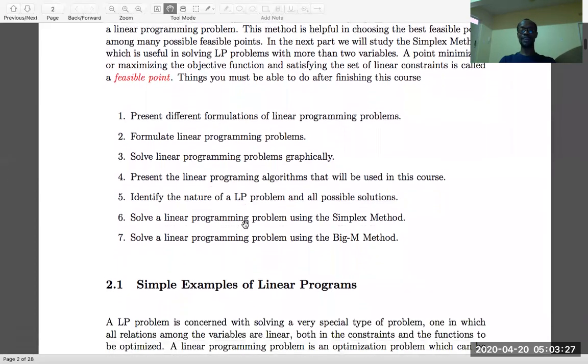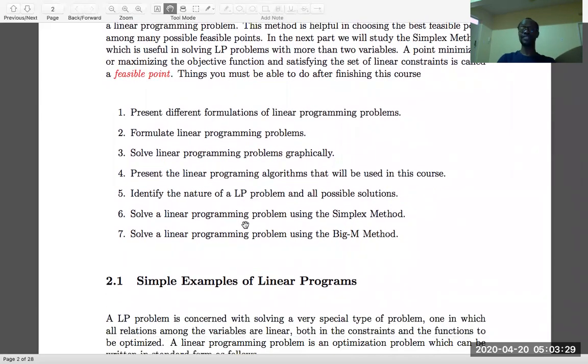Present the linear programming algorithm that will be used in this course. We should be able to understand, not necessarily present it, but understand how we formulate an algorithm, or how we go about following the algorithm to solve a linear programming problem. You should be able to solve a linear programming problem using the simplex method, and then solve a linear programming problem using the big M method.